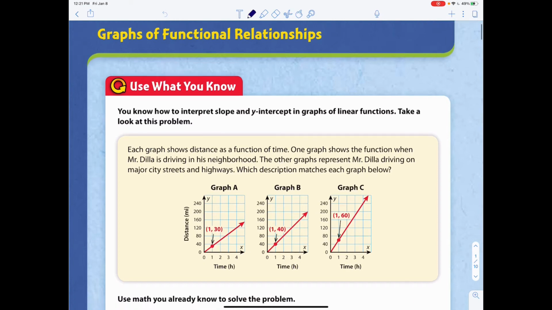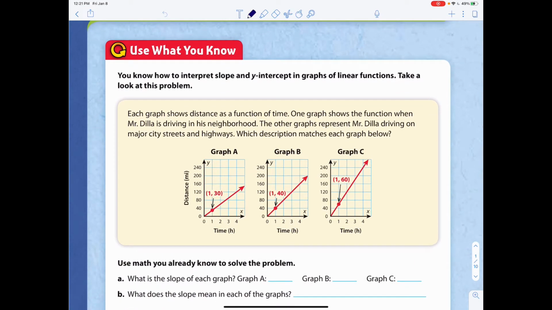of functional relationships. Each graph shows distance as a function of time. One graph shows the function when Mr. Dia is driving in his neighborhood. The other graphs represent Mr. Dia driving on major city streets and highways. Which description matches each graph below?